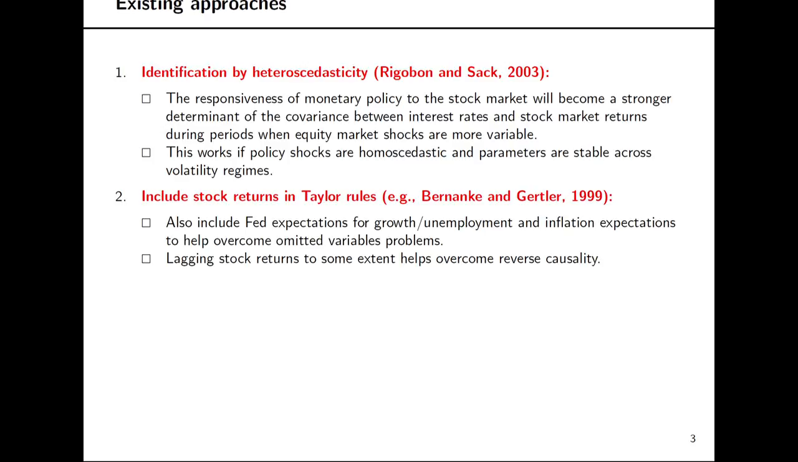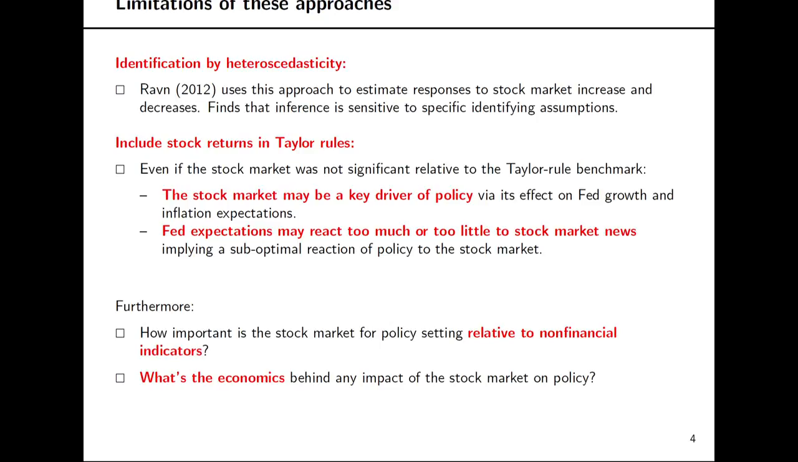Now, there are some concerns with these approaches. Mönch has a paper where he tries to figure out if central banks, specifically the Fed, have an asymmetric response to the stock market using this identification through heteroskedasticity, and finds that the results are very sensitive to specific identifying assumptions.